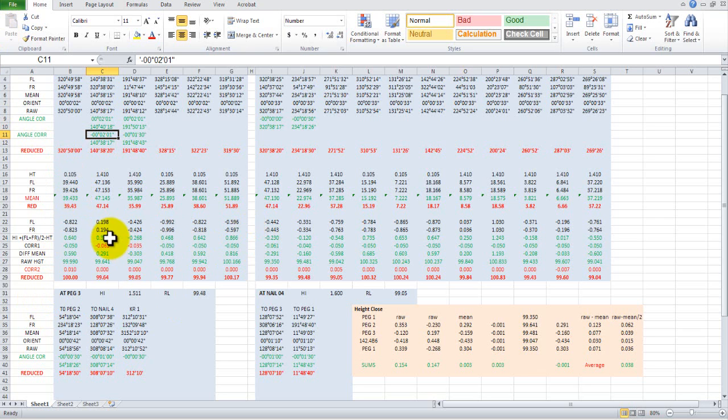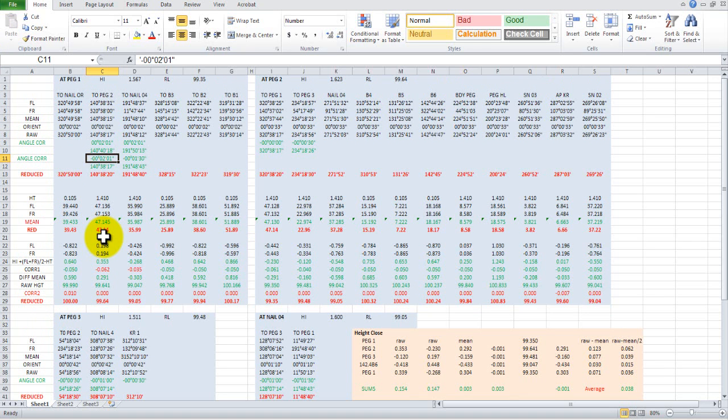Now some of these values, like this one here, are only one way, but some are in two directions. So if, say for instance, we were to go from peg 1 to peg 2, we've got 0.353, and I've recorded them down here as the raw ones. When we're at peg 2, looking back to peg 1, we've got minus 0.230. Now we would expect that one would be positive and one would be negative.